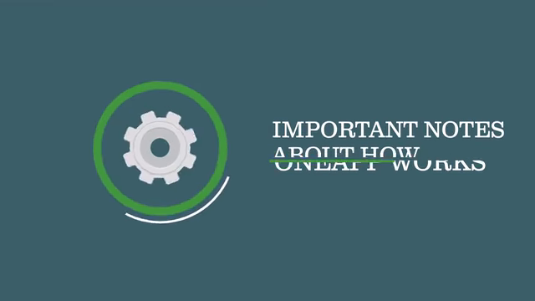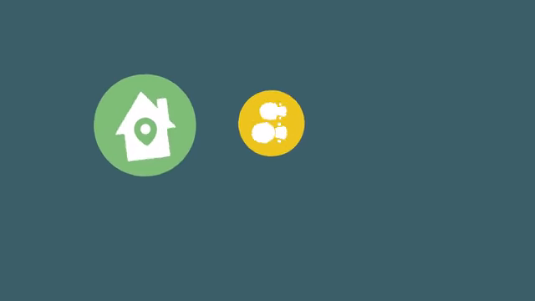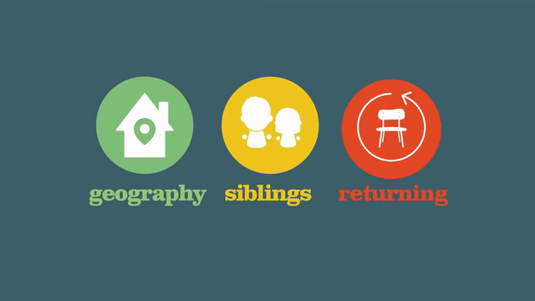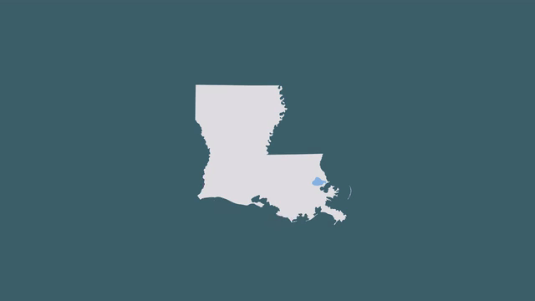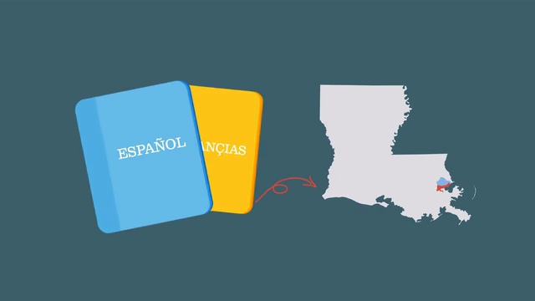Here's a few more important notes about how OneApp works. Every eligible applicant is assigned based on the rules each school has shared with everyone. Most schools are open enrollment, which means all students are eligible to attend. There are a few schools that have eligibility requirements, such as parish of residence or language proficiency. Look for this information in the application materials.